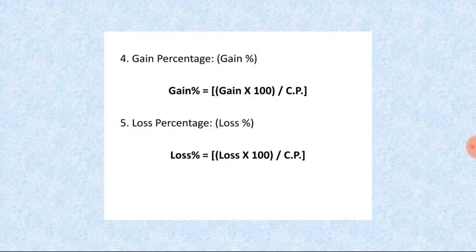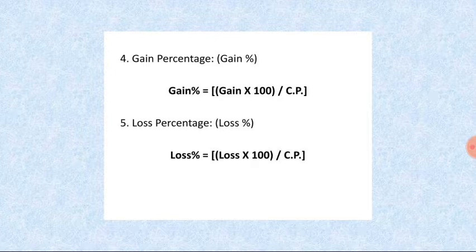Gain percentage. That is the increase in percentage value. So gain percentage equals gain into 100 by CP. Fifth one is loss percentage. Loss percentage equals loss into 100 by CP.